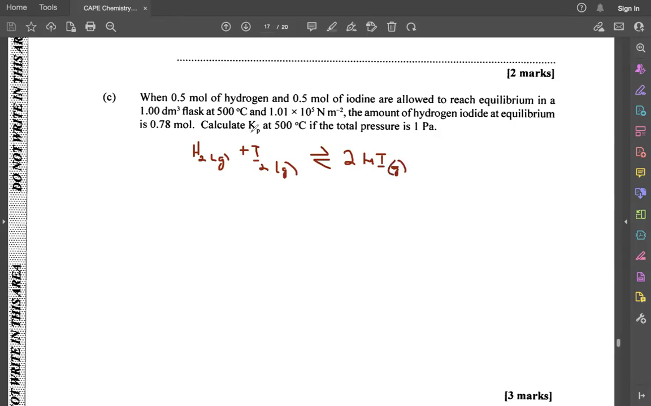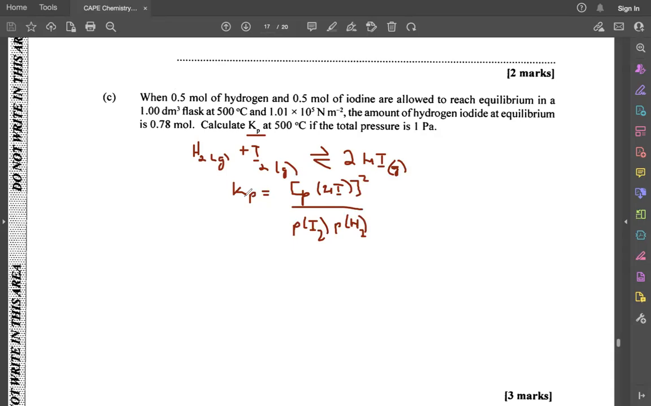Let's also write our Kp again, since that's what they're asking us to calculate. Our expression for Kp that we got from up top is Kp equals the partial pressure of HI squared, divided by the partial pressure of H2 times the partial pressure of I2. And these are all partial pressures at equilibrium, because it's an equilibrium constant Kp.